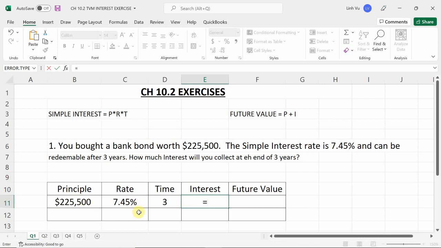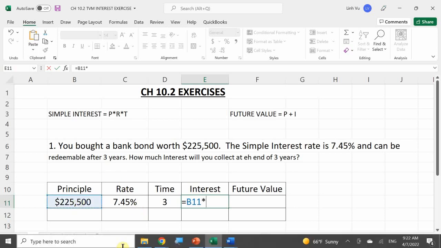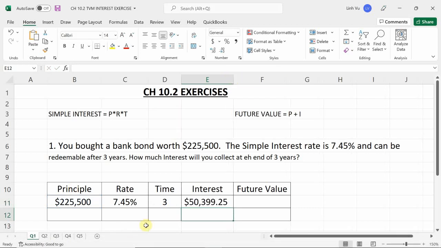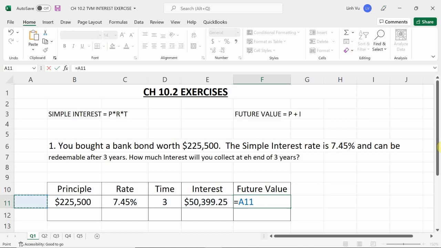So again, rate is going to be 0.0745. Okay. 50,399.25. Okay, good. So this is how much interest I've collected in a span of 3 years. So in this case, what's my future value going to be? $275,899.25. Good.